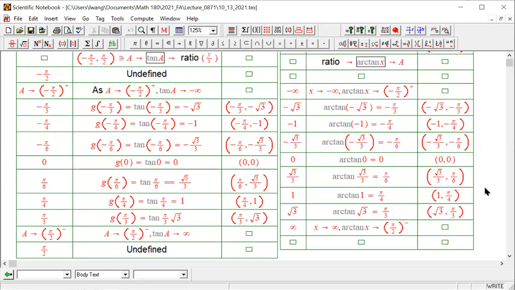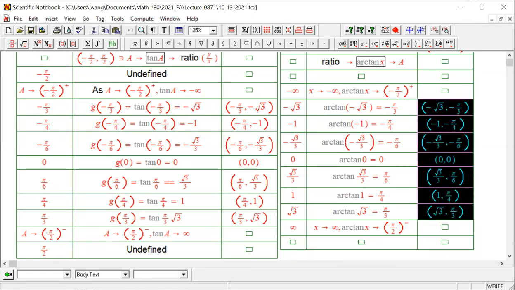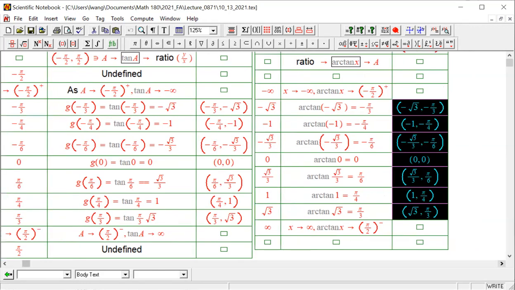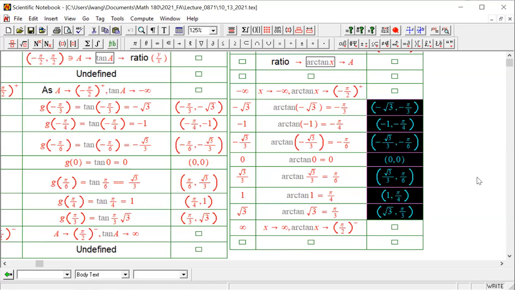Now you compare these two tables, guys. Please compare these two tables. Everything swapped, right? Everything swapped, yes? Let us plot these points. We're gonna plot these 7 points. Are you ready? This is the effect of swapping.